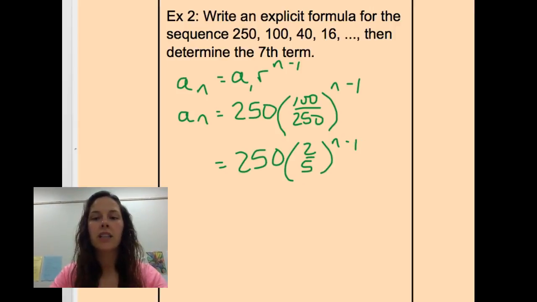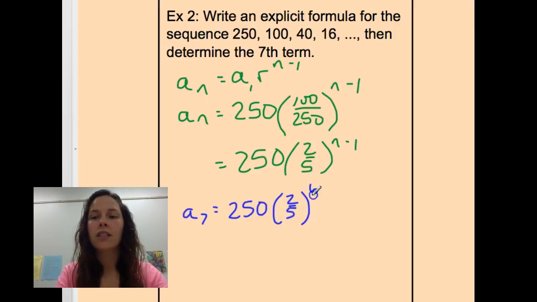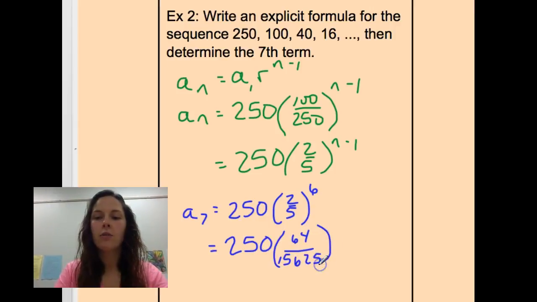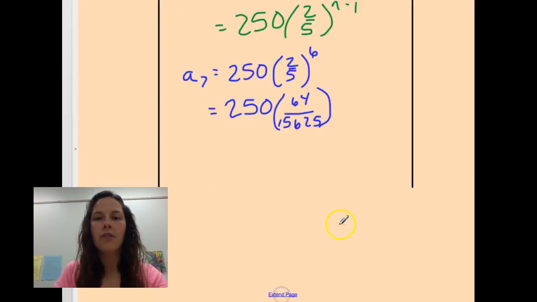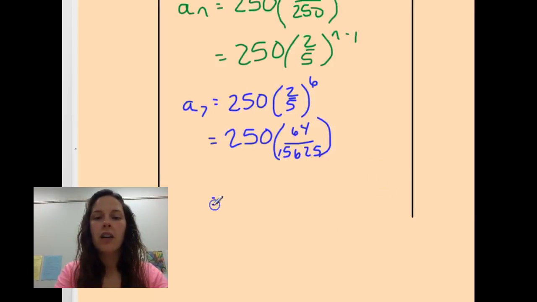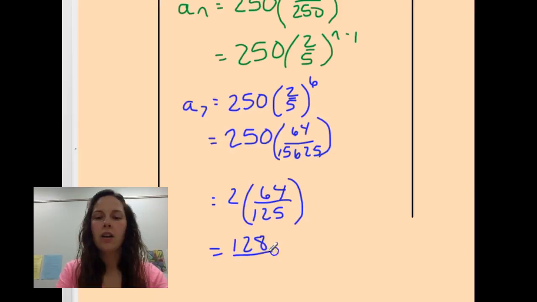And the next piece, we were asked to determine the seventh term. A sub 7 equals 250 times 2/5 to the 7 minus 1 or 6th power. So we get 250 times 64 over 15,625. And when we simplify this, both 250 and 15,625 are divisible by 125. So we get 2 times 64 over 125, which gives us 128 over 125.